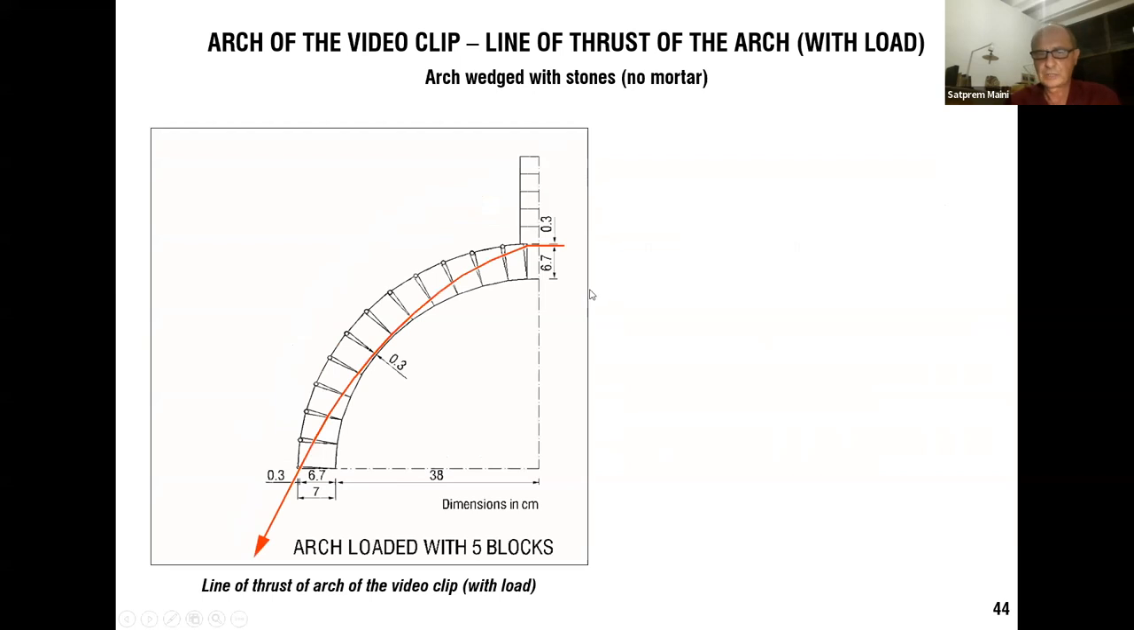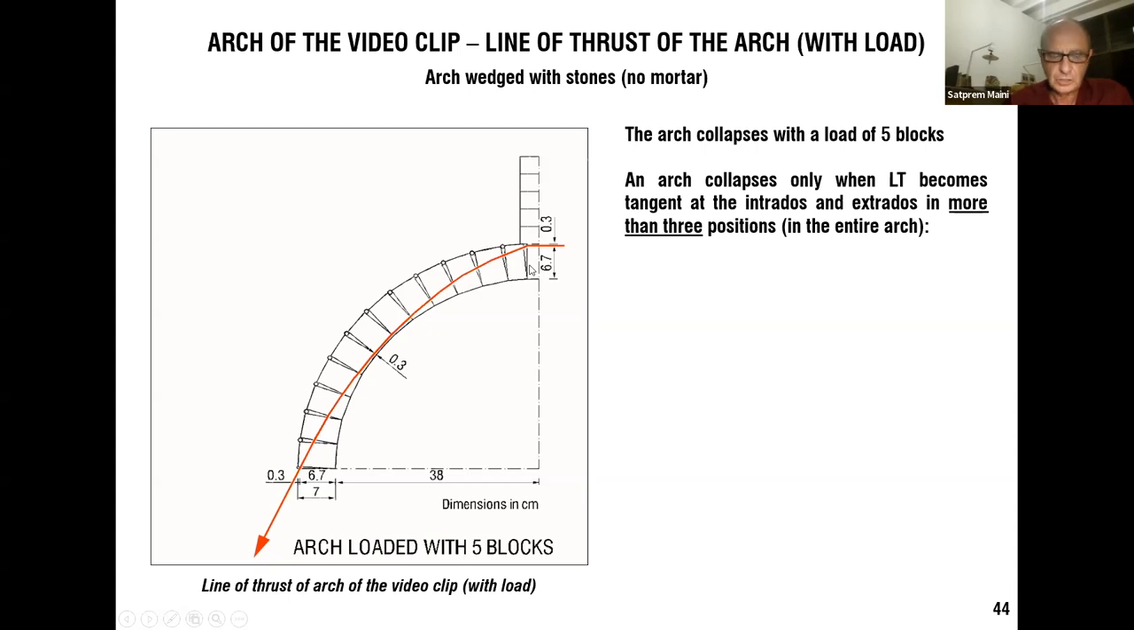So when we put extra load, like 5 blocks on top of it, what will happen now? This was the analysis I did with the funicular study. I had found that we had about 0.3 centimeters here, 0.3, 0.6. That means the line of thrust was almost tangent at 3 points, and then it collapses. That means the arch will collapse when the line of thrust becomes tangent at 5 points of the arch. If it becomes tangent at 1 point, it will be minimum 2 with the section of the side, and in fact 5 points like this one: 1, 2, 3, 4, 5 for the other side. And then it collapses.